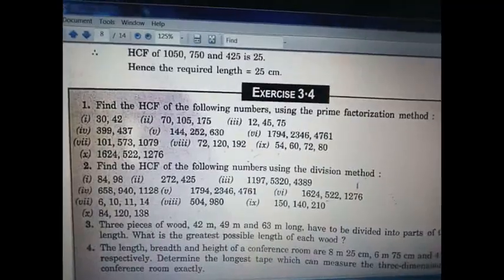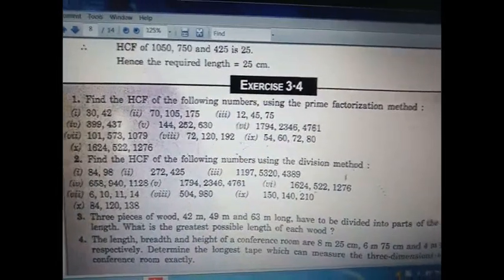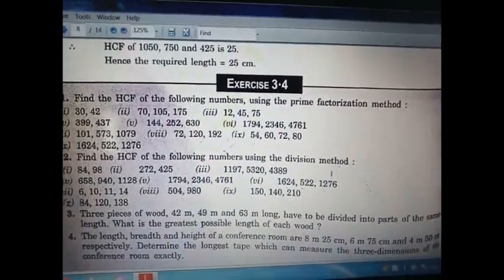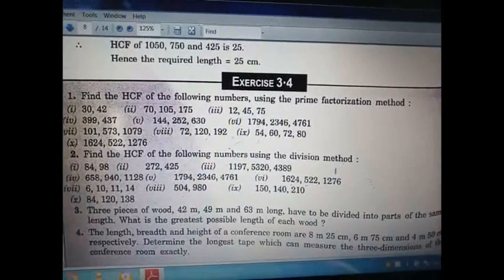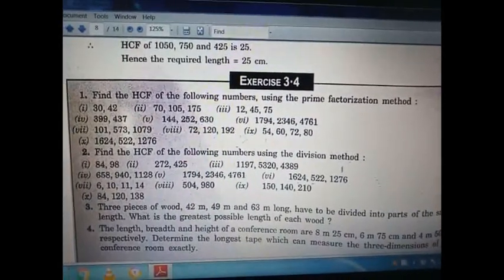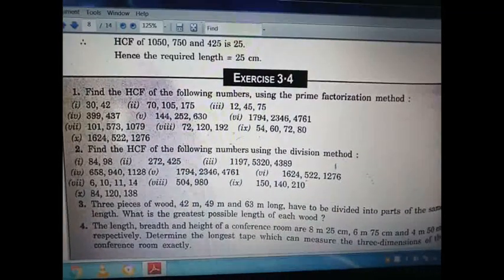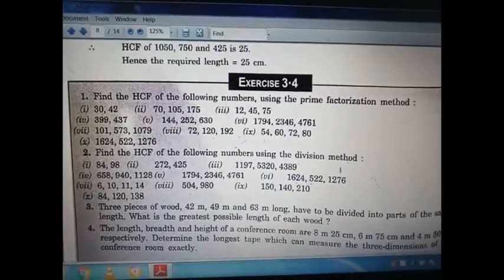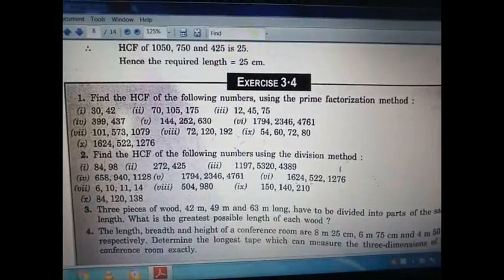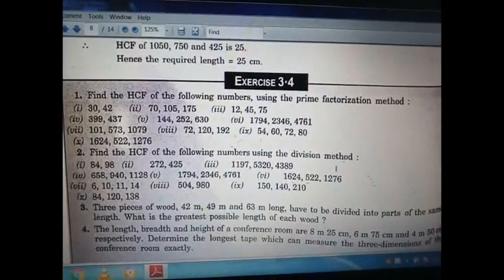So your assignment work is question number 1, find the HCF of the following numbers using the prime factorization method. Then you will do question number 2, find the HCF of the following using the division method. Two questions are your assignment work. We will discuss the third question in the next video.